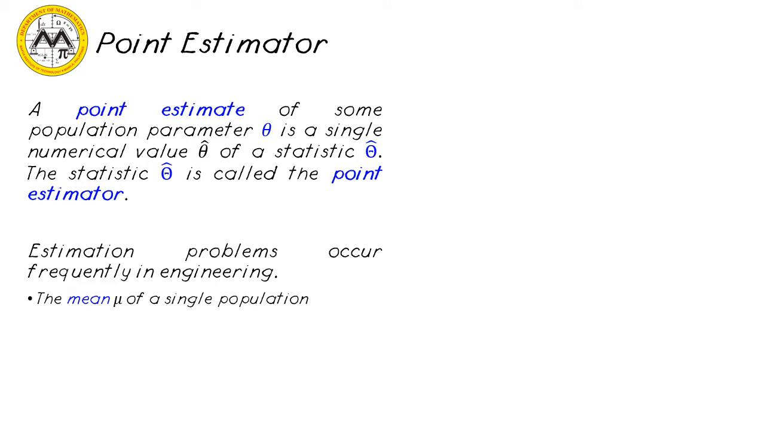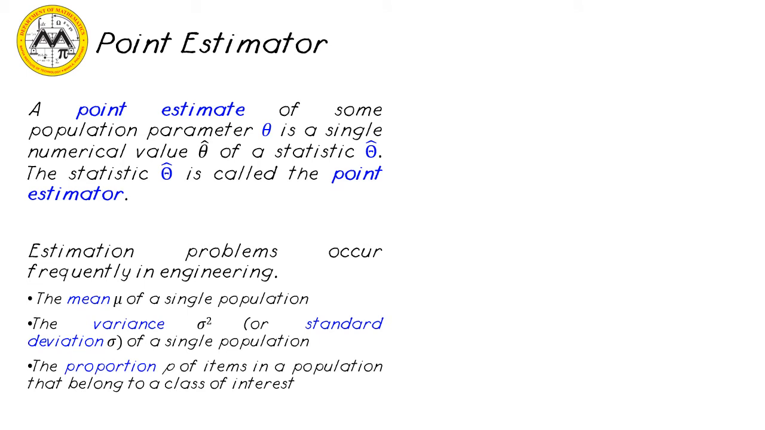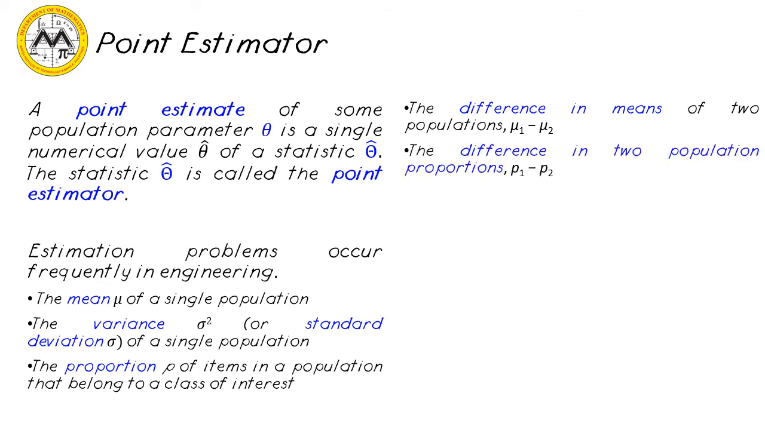The following parameters are some of the variables we use in estimation: the mean, the variance and standard deviation, the proportion, the difference in means, mu1 minus mu2, the difference in two population proportions, p1 minus p2. In estimation, if we want to have an unbiased estimator for this parameter, we use the sample as the estimator of mean. So the point estimator for the population mean, mu hat, is the sample mean x bar.